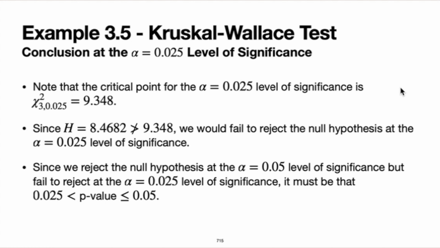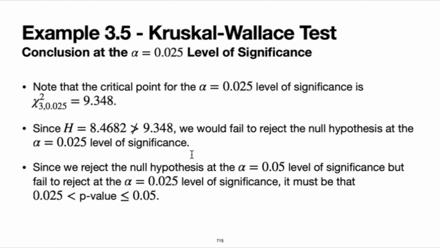Now we also got an approximation to the p-value. And when I say an approximation, we found an interval within which the p-value is contained. Note that the critical point for an alpha equal to 0.025 level of significance is 9.348. And because the value of our test statistic, 8.4682, is not greater than that critical point of 9.348, at the 0.025 level of significance, we would fail to reject the null hypothesis.